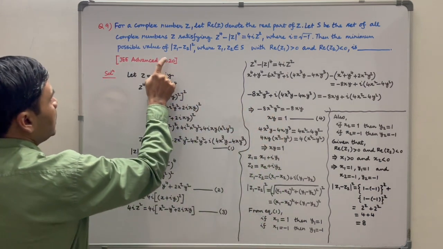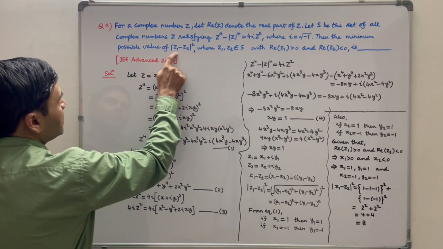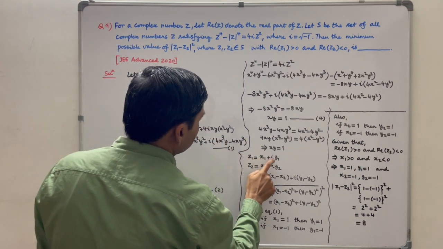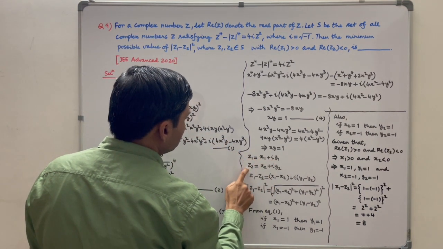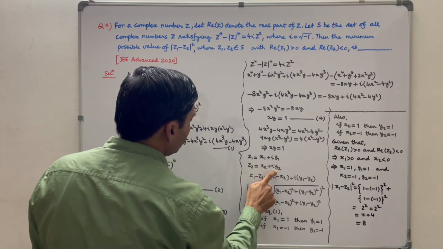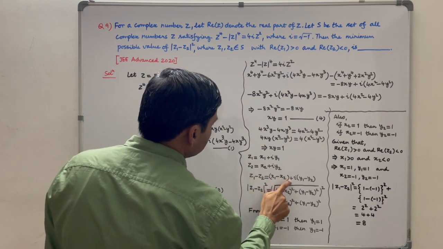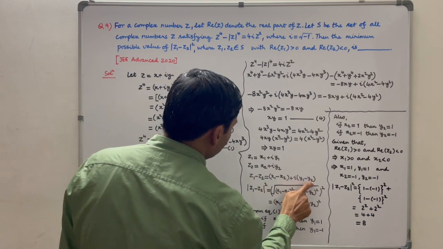We have to calculate the minimum value of mod z1 minus z2 square. Suppose z1 is equal to x1 plus iy1 and z2 is equal to x2 plus iy2. So z1 minus z2 is equal to x1 minus x2 plus i into y1 minus y2.